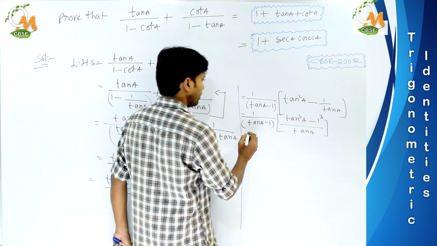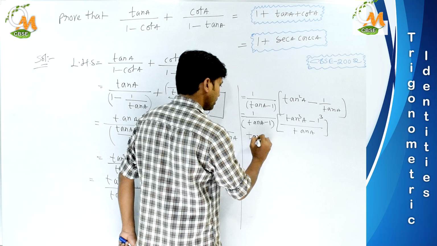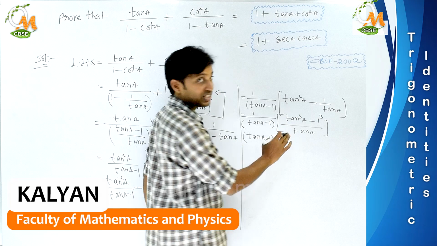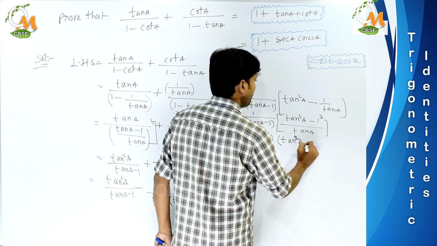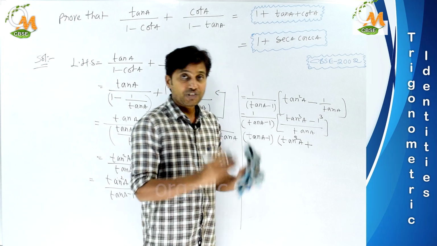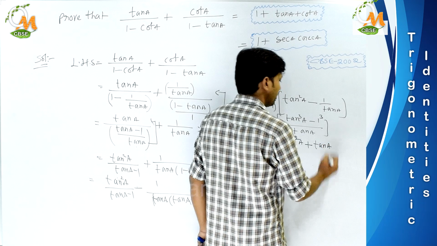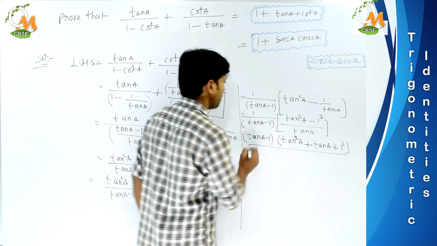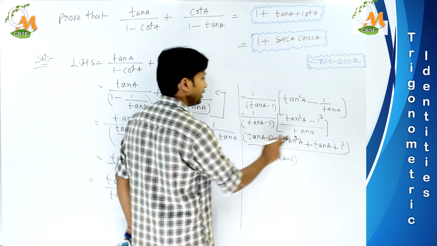Now let us split this upper part. Tan A minus 1 into A square, A square means tan square A, plus AB, AB means tan A into 1, that would be tan A, plus B square, B square means 1 square, 1 square is 1 itself. Upon what? Here tan A minus 1 into tan A.